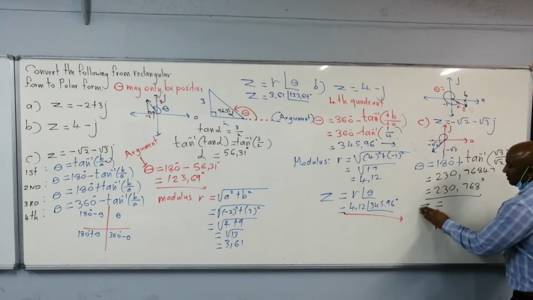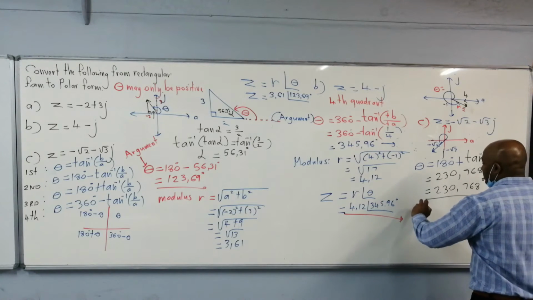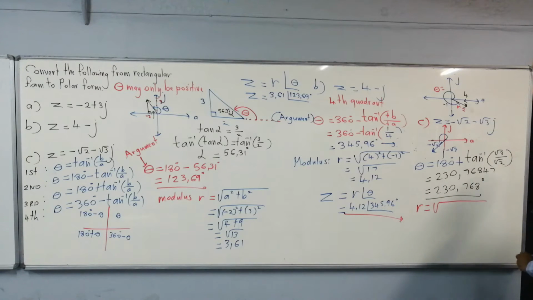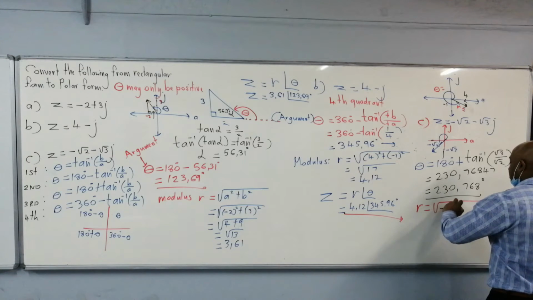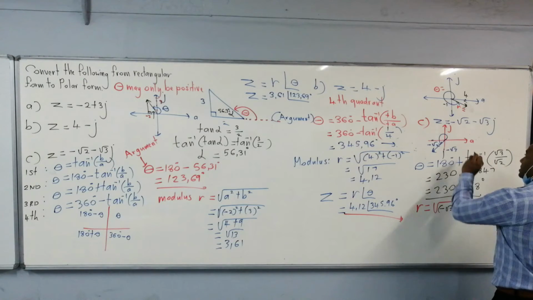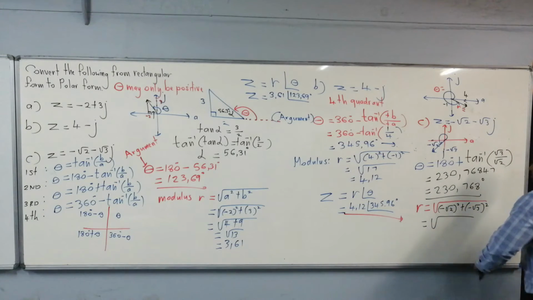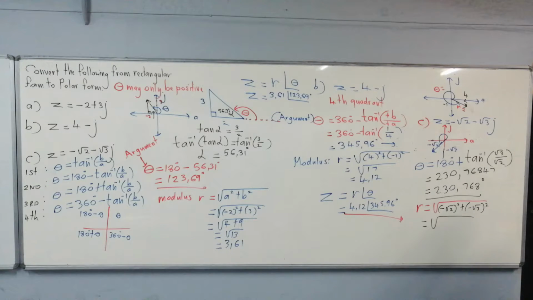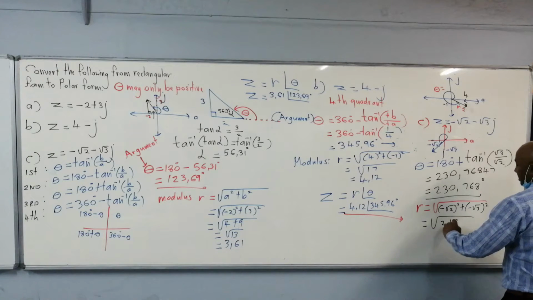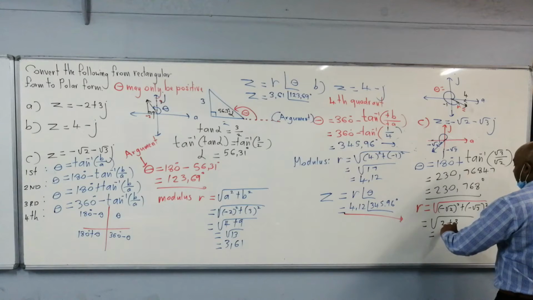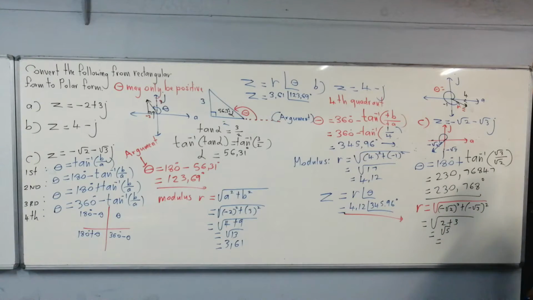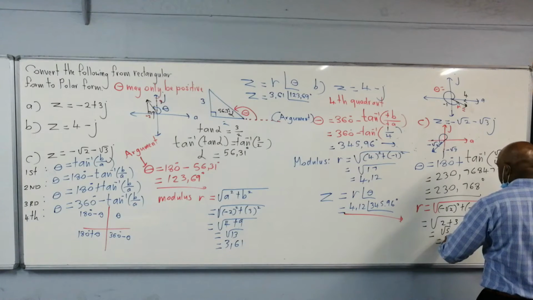Let's find our R. That's your argument. R is equal to the square root of a squared plus b squared, so that's minus root 2 squared plus minus root 3 squared. The square root of 2 squared is just 2. The square root of 3 squared is just 3. And then we got the square root of 5, which is 2,236.